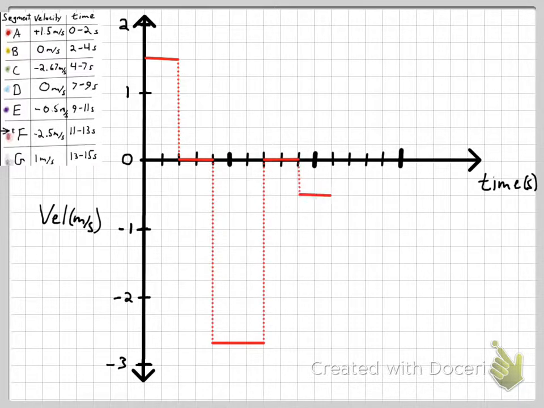Let's just finish this off. And then, just to label it, we'll add our segments there. So, go back through the video, take a look at the position time graph, take a look at the velocity time graph, understand how to go back and forth, and for the test you might not have to do this completely, but knowing how to do everything will definitely help for the test.